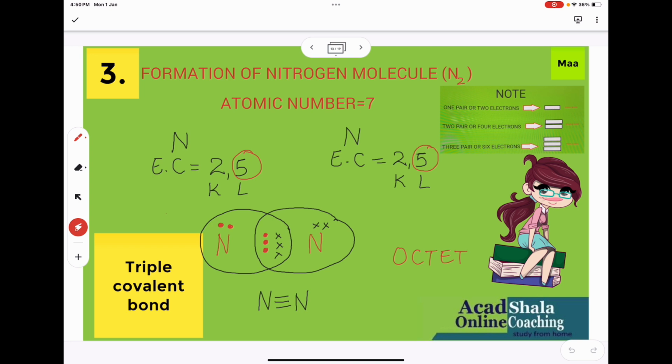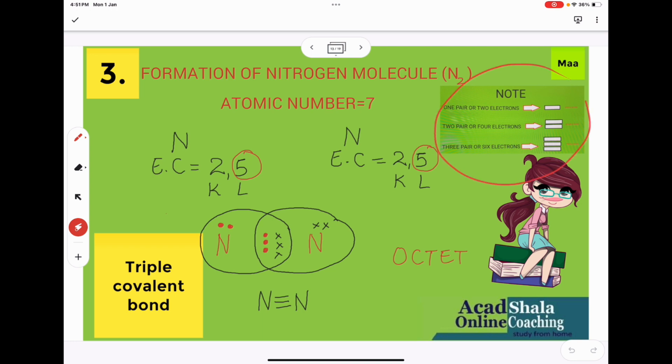So again, repeat this, children, whatever I have taught you in today's session. Please go through it. In your exam, this kind of formations do come. I will be taking some more examples also of single covalent bond, double covalent bond and triple covalent bond, more examples in the next video. Till then, keep on revising this because I've taught you in very, very detailed way. Very, very minutely I've taught you.